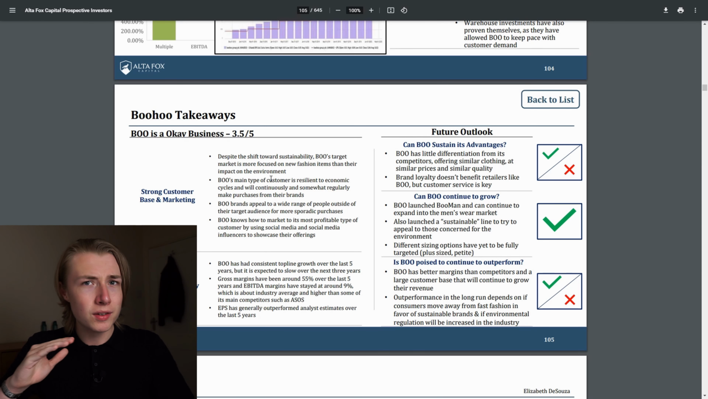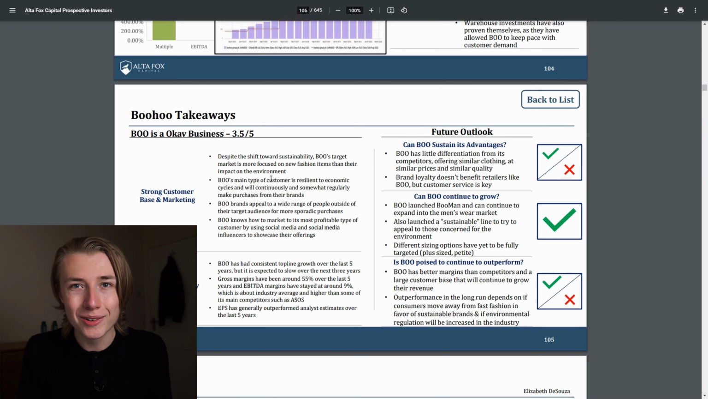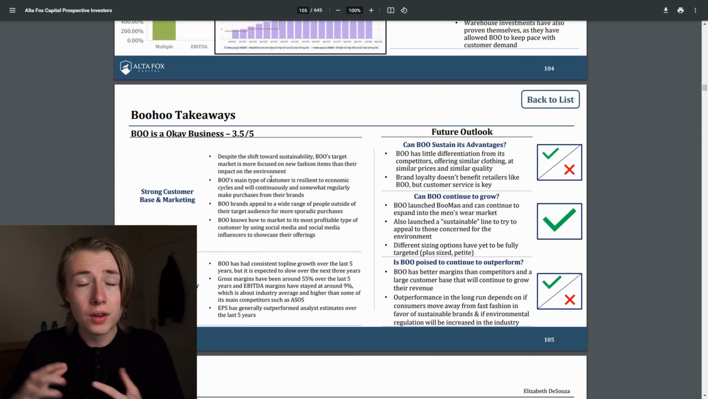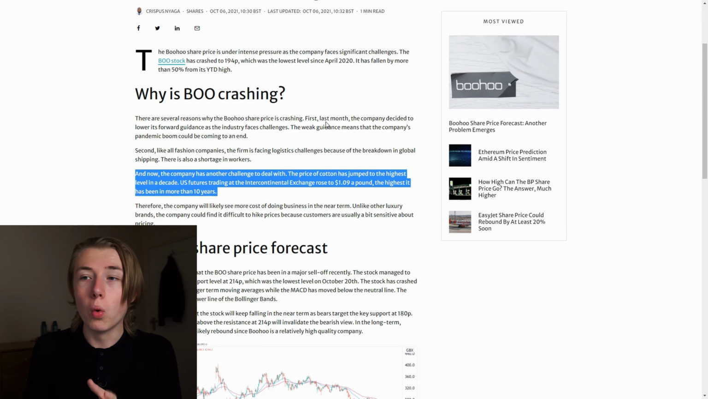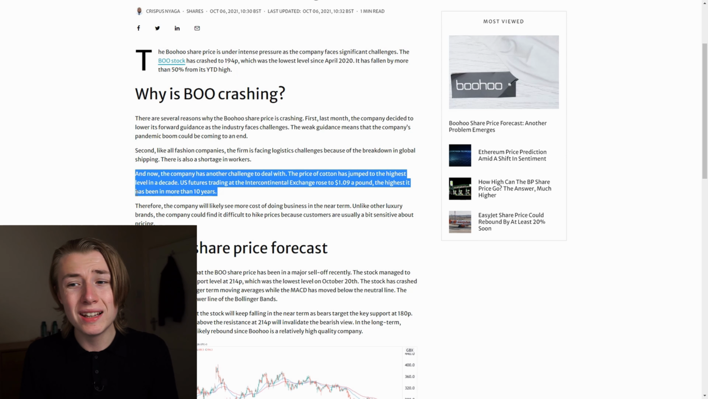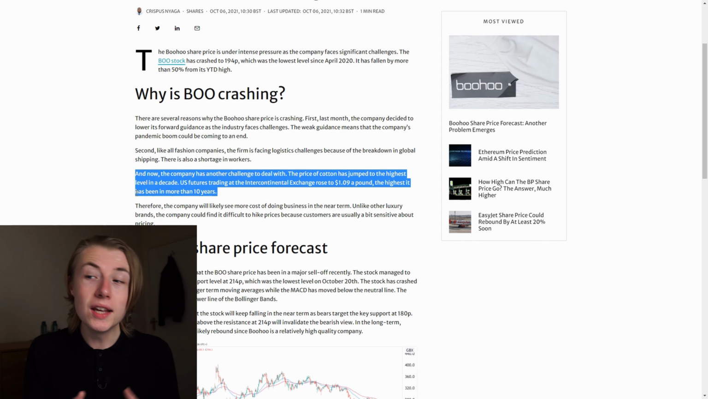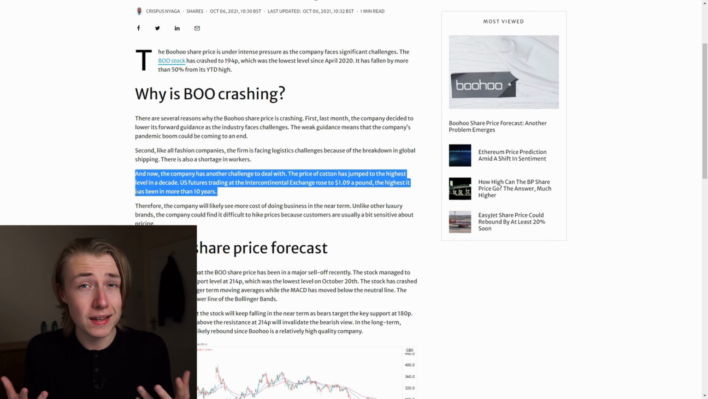And if they did make it vertically integrated, they could completely control their own supply chain, at least in the UK. And then they could really push up the profit margins. Why Boohoo may be crashing: at the moment, the price of cotton is at all-time highs, highs in the last decade. This is certainly a concern because obviously their profit margins are going to be stretched even further.